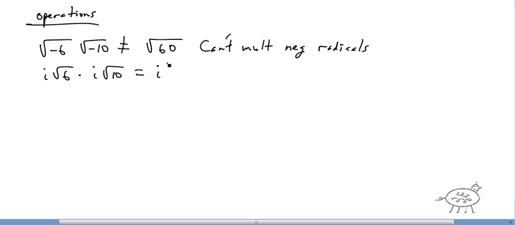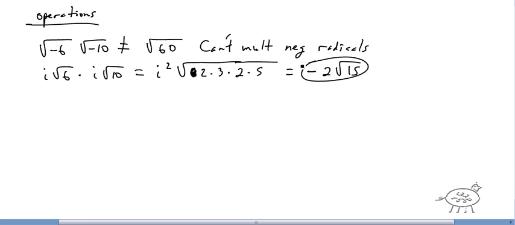So i times i is i squared, and that's 6 times 10. I don't know how you guys learned it back in the day, but I hate to multiply 6 times 10 when I know I can automatically take out a 2. So 6 is 2 times 3, and 10 is 2 times 5. I just like that a lot better, because then I can say that's i squared. Well, first of all, i squared is negative 1, so I'm going to write negative. Take a 2 out, and you've got 15 left over. There's your answer, negative 2 root 15. Same thing with division.